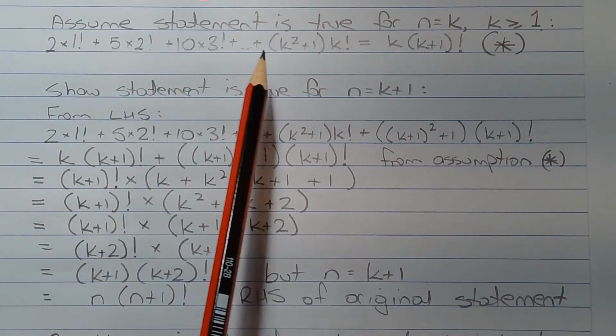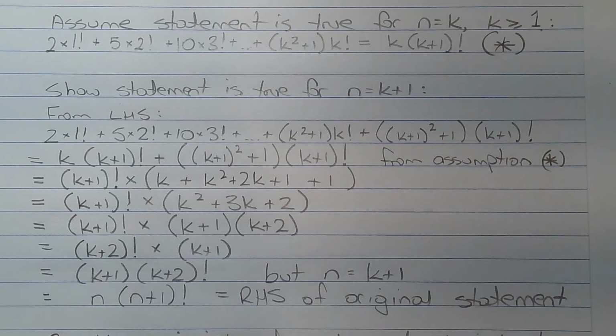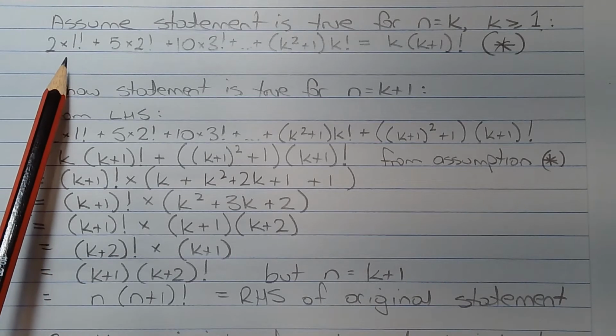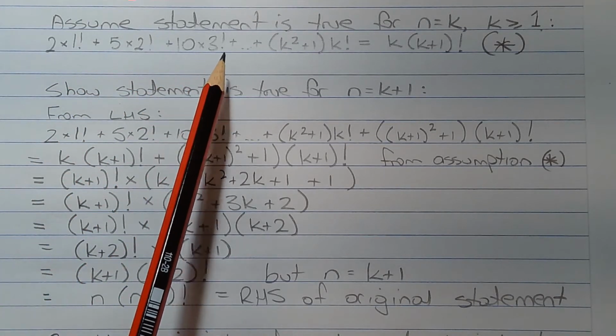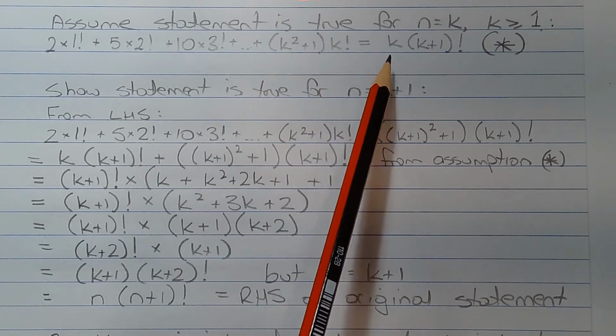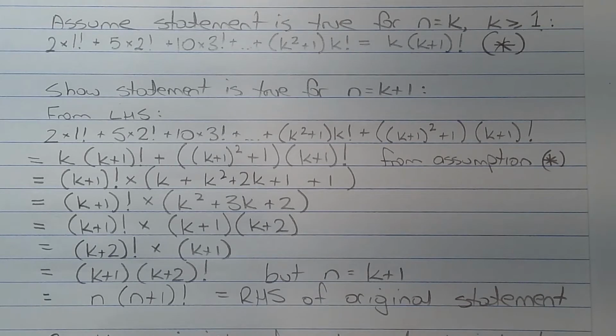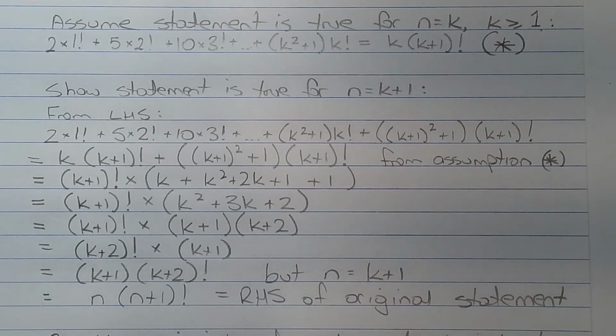Next, we assume the statement is true for n equals k for integer values of k greater than or equal to 1. That is, 2 times 1 factorial plus 5 times 2 factorial plus 10 times 3 factorial plus ... plus (k squared plus 1) times k factorial equals k times (k plus 1) factorial. Next, we show the statement is true for n equals k plus 1.